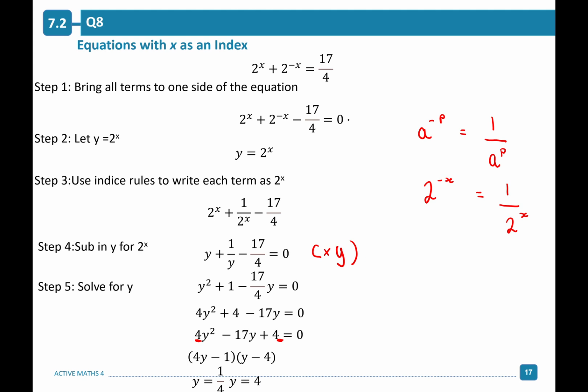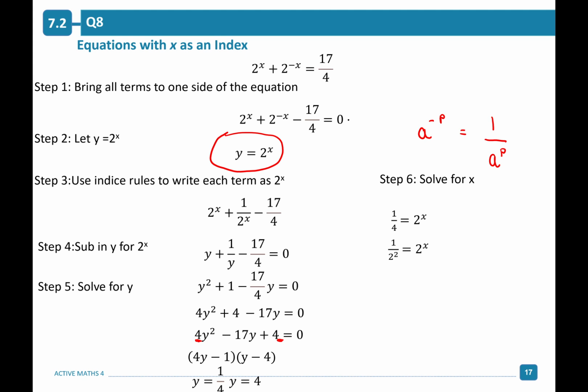Now don't forget that this question is asking us to solve for x. So we now have to substitute our values for y into our equation y is equal to 2 to the power of x and solve for x. 1 over 4 equals 2 to the power of x. To solve for our exponent, we must have both terms written with a common base. 4, our denominator, can be written as 2 squared. Therefore, 1 over 2 squared equals 2 to the power of x.